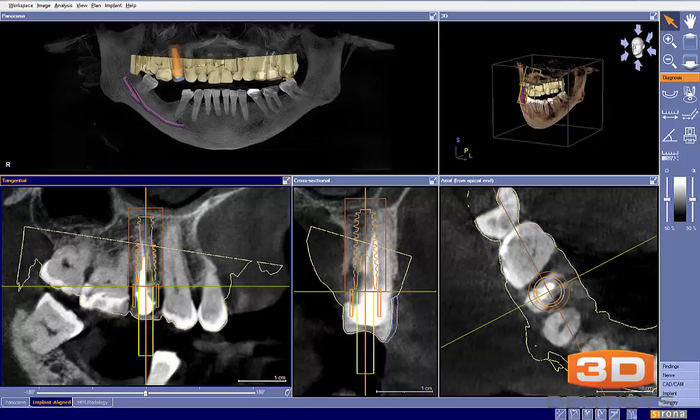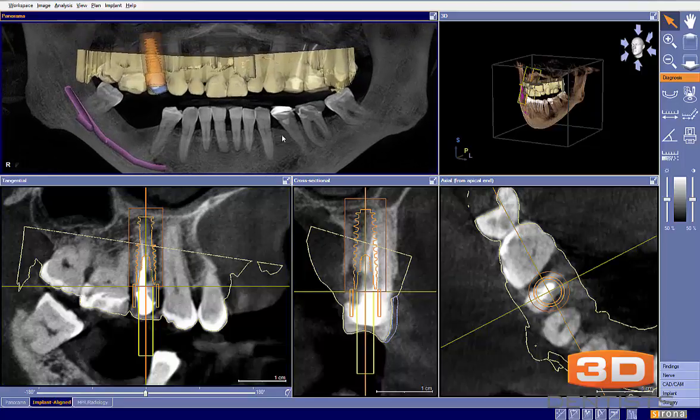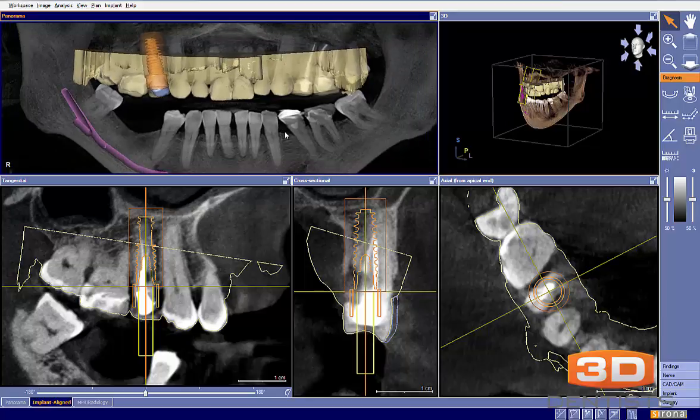All right, we've been sent another case to evaluate. Looks like it's immediate placement. So let's walk through the case here and take a look at everything.